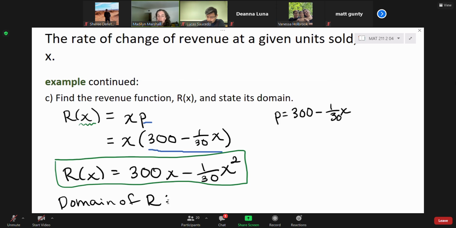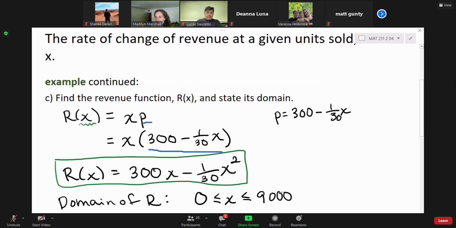So the domain should be an interval of X, whatever X is greater than or equal to and less than or equal to. Would it be 0 and infinity? Not quite. It is 0 because that's the least number of things that we could possibly sell. 9,000. 9,000, yes, exactly. It comes from what we already know about X.